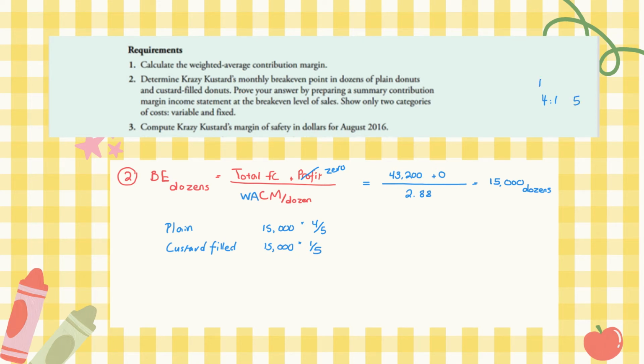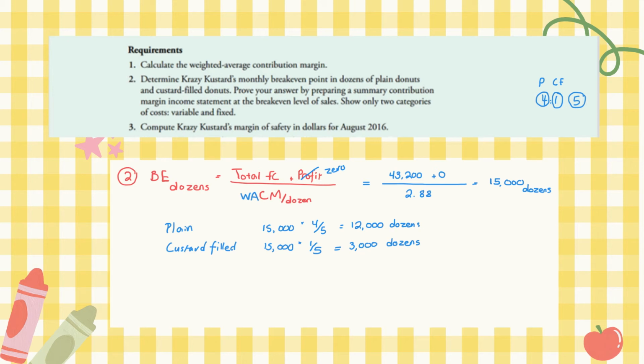So for the plain, I need to multiply it by 4 divided by the total. For the custard filled, I need to multiply it by 1 and divide it by the total, which is 5. So 12,000 dozens of plain and 3,000 dozens of custard filled. Which means if I sell 12,000 dozens of plain and 3,000 dozens of custard filled, I'm gonna break even.